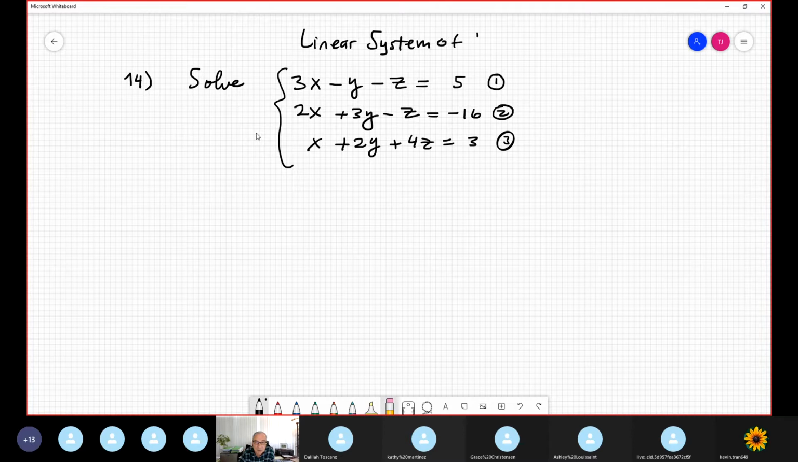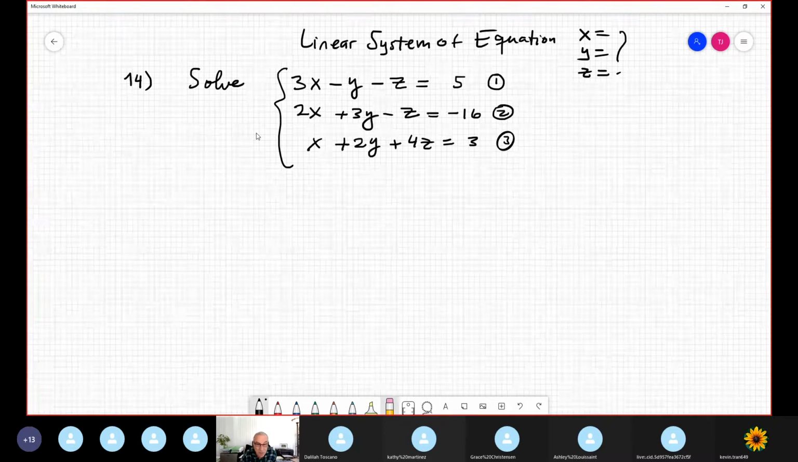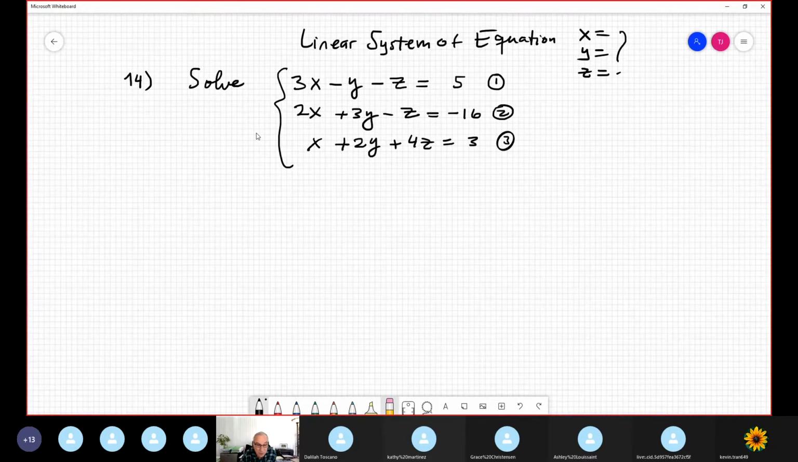linear system of equations. What is my goal? My goal is to find the x, y, z values that satisfy these equations. So what is the procedure? There are many ways to do that, not necessarily the only way. I make a decision. For example, I select two equations: equation 1 and equation 2.